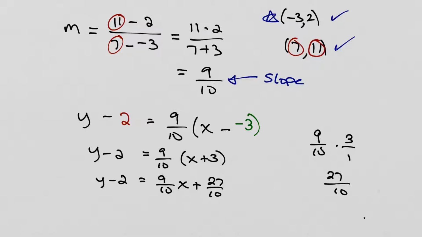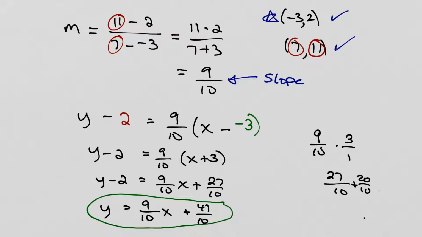And then to put this in slope-intercept form, I can add 2 to both sides. And 2 is the same thing as 20/10. So 27/10 plus 20/10 gives me 47/10. And there is the equation of my line in slope-intercept form. Right? So if you're given a point and a slope, use your point-slope formula. If you're given the slope and the y-intercept, you can jump to the slope-intercept form as well.